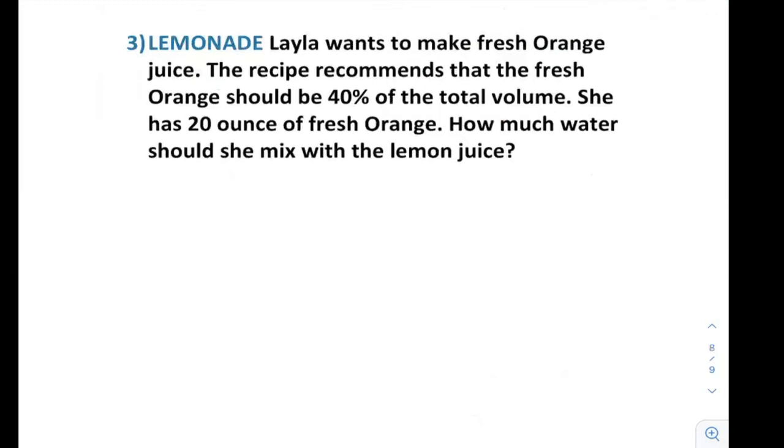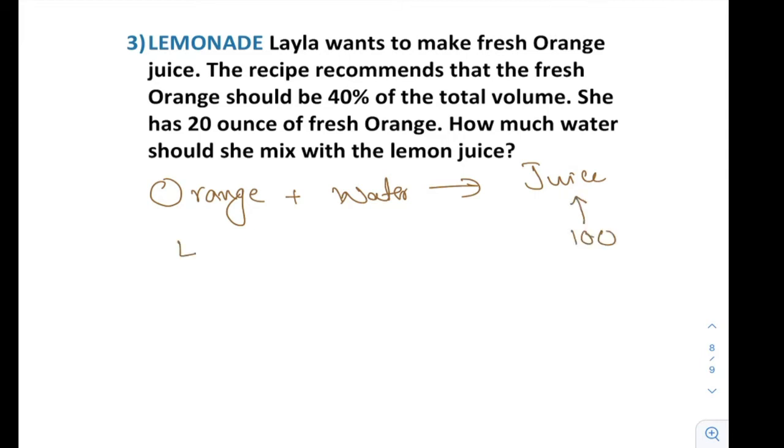Layla wants to make fresh orange juice. So again, fresh orange juice is orange plus water to have the juice. The recipe recommends that the fresh orange should be 40% of the total volume. So if the total volume was 100, then the 40 is the part required, so the water should be 60. She has 20 ounces of fresh orange. So here, fresh orange is 20 ounces. How much water is needed to have the juice?